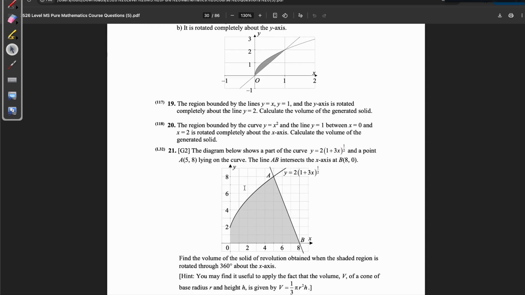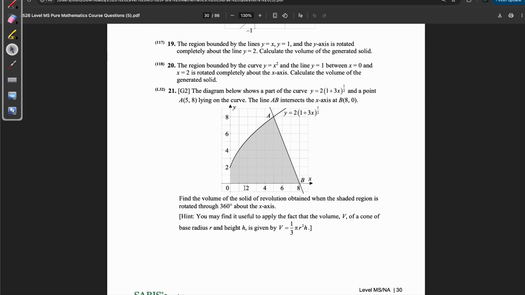21. Okay. The diagram below shows a curve, a part of a curve y equals 2 into (1 plus 3x) to the half, at a point A lying on the curve. The line AB intersects the x-axis at B (8, 0). Find the volume of the solid. Okay. So, for the volume under the curve, right? This part from 0 to 5, it's just the curve. So what are we gonna do?